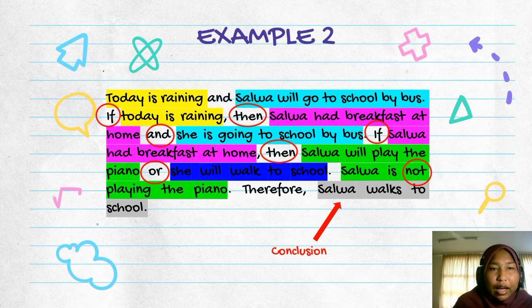As you can see, I have circled a few words where we see the word "if", and then we use "implies". Today is raining implies Salwa had breakfast at home and she is going to school by bus.